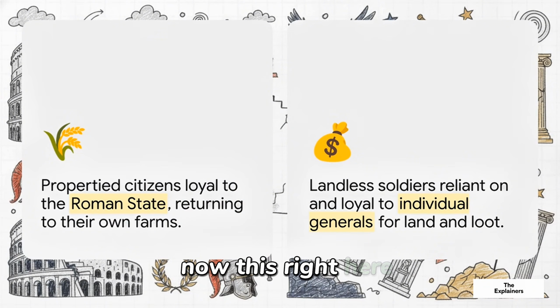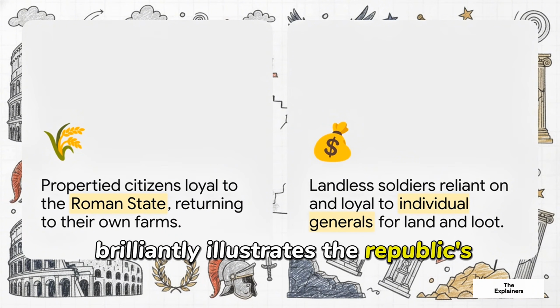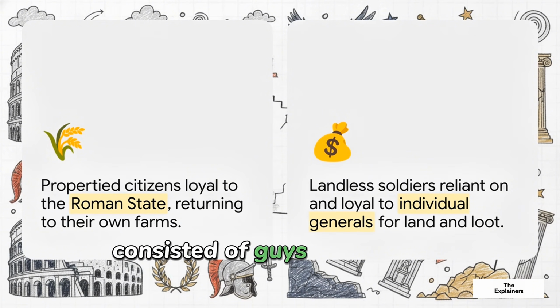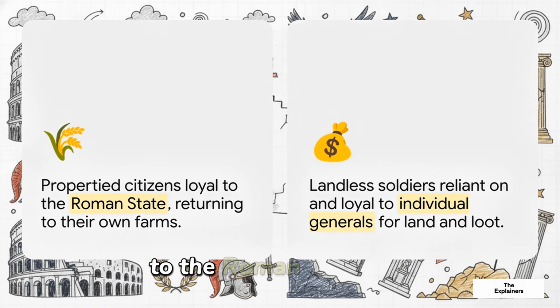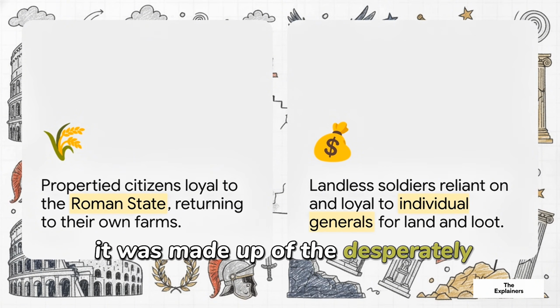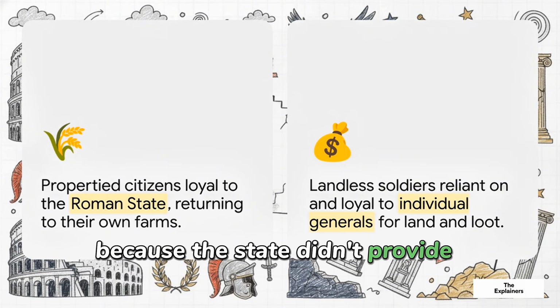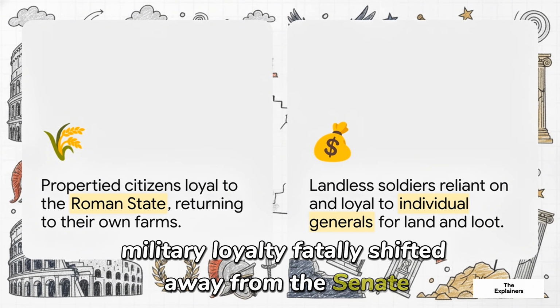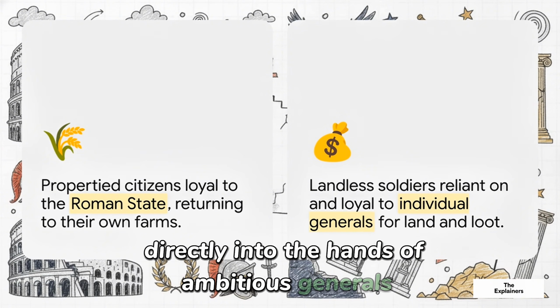Now, this right here brilliantly illustrates the Republic's fatal flaw. Think about the stark difference. The pre-Marian army consisted of guys who actually had farms to return to, right? Their loyalty was fundamentally tied to the Roman state itself. But that post-Marian army, it was made up of the desperately poor. Because the state didn't provide a structured pension, these new soldiers relied entirely on their commanding generals to secure them land and wealth when they retired. It's a massive shift. Military loyalty fatally shifted away from the Senate directly into the hands of ambitious generals.